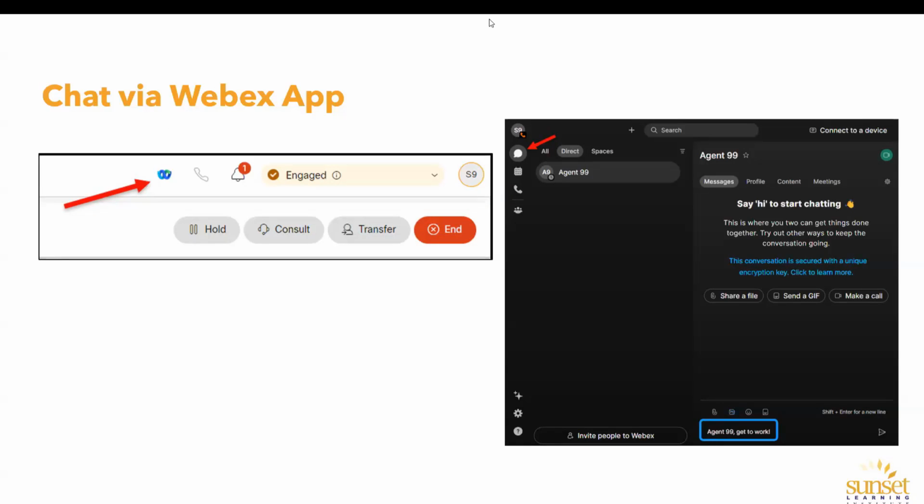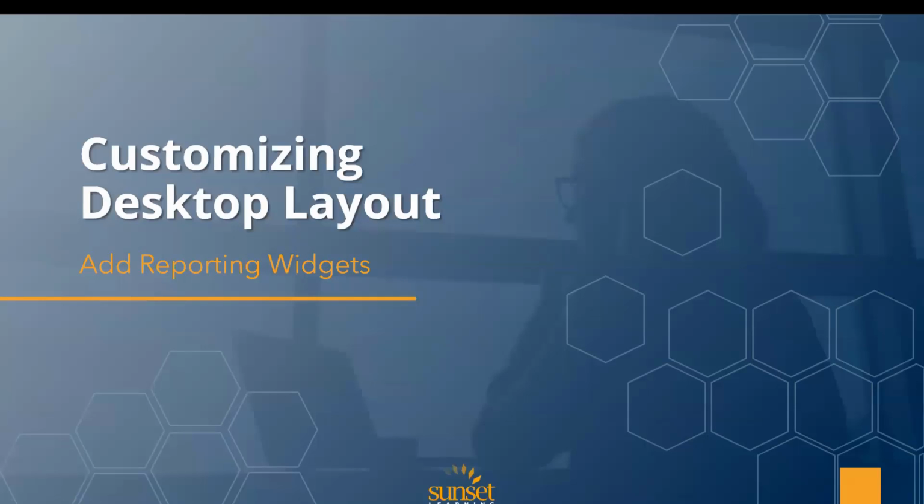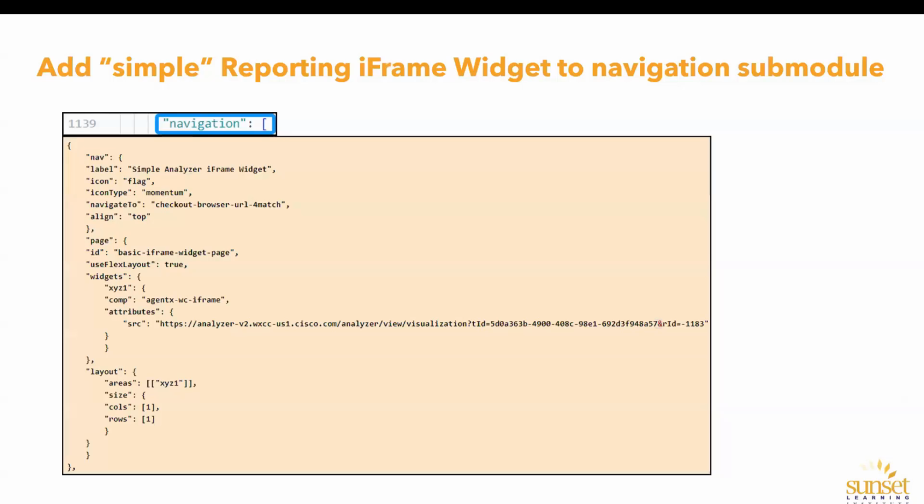Let's proceed onward. Let's go here to the final section. The final section is actually customizing the desktop layout by adding a few keen reporting widgets to the desktop layout. And the first goal here would be to say, let's just see if we can add a simple one. Now understand that supervisors by default have an enormous amount of reports that they're actually looking at in the desktop layout.